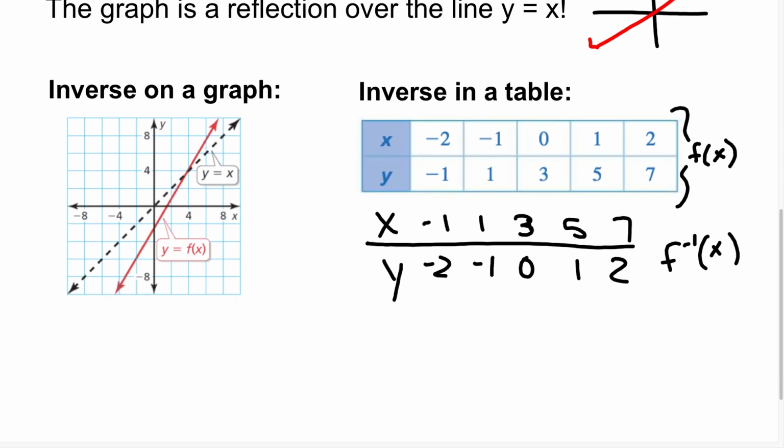If I gave you a graph, instead of having all the points labeled for me in the table, I would have to look on the graph and try to find points that I thought were nice points that I could switch around the x and the y. So just to make sense of this graph, the red line is the function f of x. It's labeled f of x down here. The dotted line is going to be that line of reflection, y equals x. So once I graph the inverse, we'll see how it's a reflection over that line.